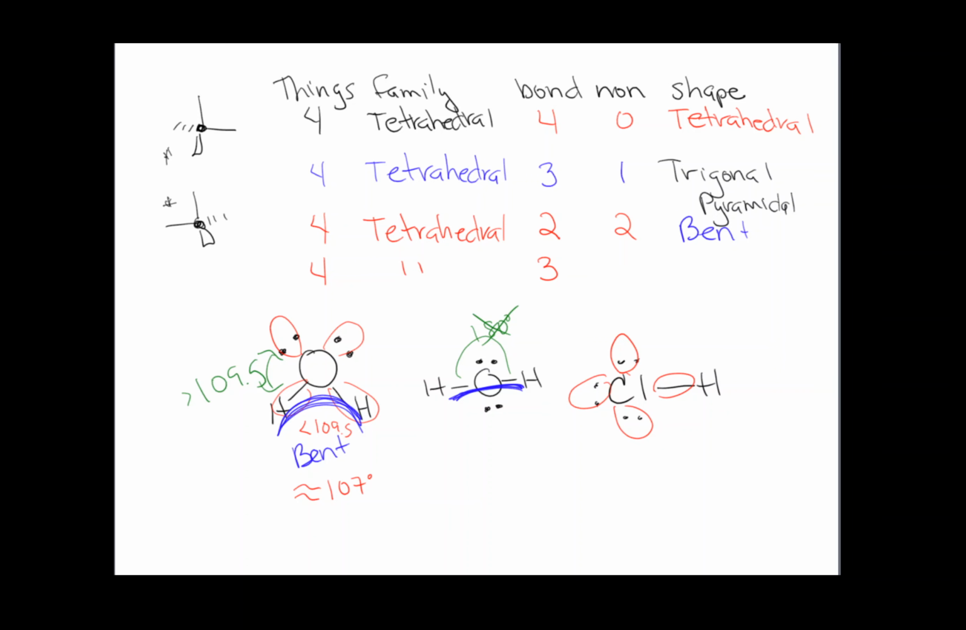sorry, go in the other direction. I have 1 in the bond and 3 in the non-bonding, and so what is my shape right there? Well, I'm back to just one thing. So it's linear. All right, and that is family tetrahedral.